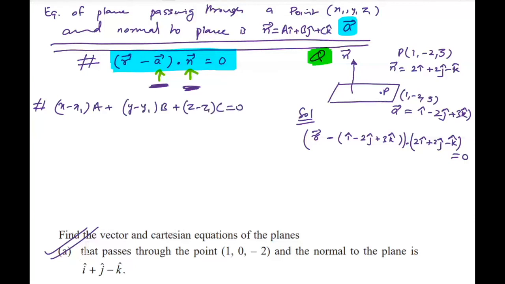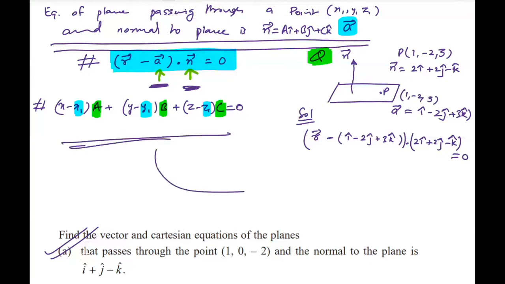You all know that in Cartesian form, x, y, z remain the same. x, y, z will be a general point lying on the plane. So we just need to put the values of x1, y1, z1, which is the point lying on the plane, and we need to put a, b, c, which are the DRs of the normal vector. If you use it in this question, you will get the answer. Can you all see what the point is here? The point is 1 comma minus 2 comma 3.